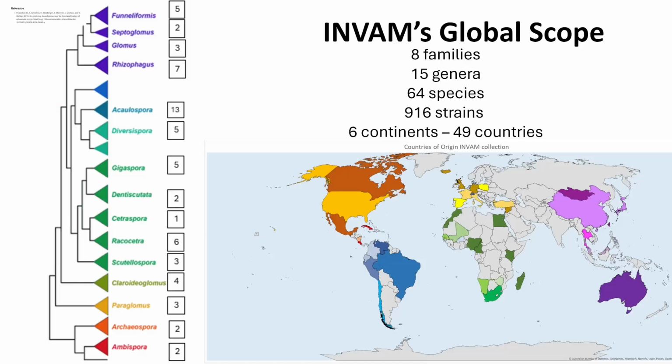Our scope. This is a phylogenetic relationship. It's okay if you don't like this. But it shows the whole phylogeny of all these fungi and the number of species we have in each genus. This is just a highlight that we have most of the phylogeny of these fungi covered in our library. We have 15 genera, 64 species, and this figure here is all the countries we have fungi from. We just added Argentina, so that's exciting. So yeah, we have fungi from all over the world.